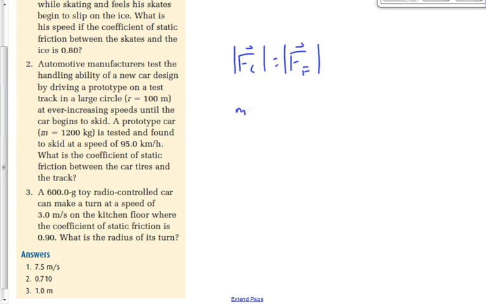So we're going to say mv squared over r equals mu times the normal force, which on a horizontal surface is m times g. Masses cancel. Honestly, the reason I like to set them equal to each other is because the masses cancel that way. If you didn't set them equal right away, you'd have to put the mass into the equation. We're solving for mu, so we take the g over by dividing. Mu equals v squared over g times r. Oh, wait, 95 kilometers per hour. I don't like that.